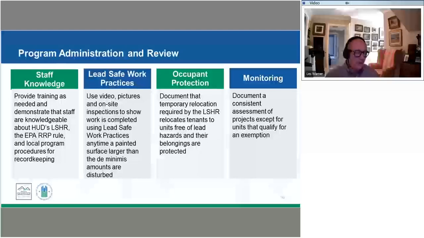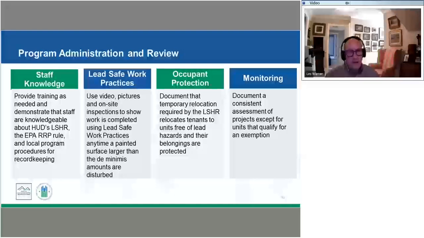We've been talking about the case where you are going to be above $5,000 in average assistance per unit per year, where we then have the requirement of a risk assessment being done. So thinking about, is that going to be hired by the agency, which needs to follow procurement requirements? And if that's the case, then we may want to have that done in advance.